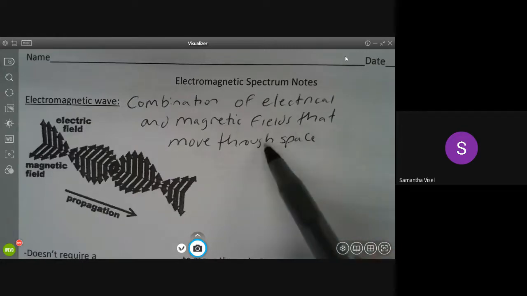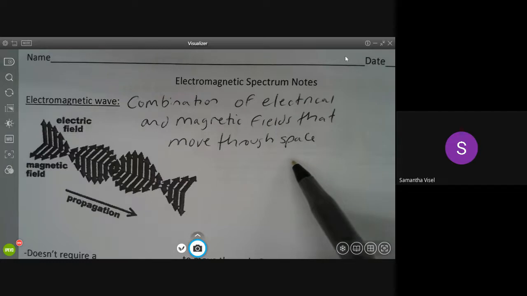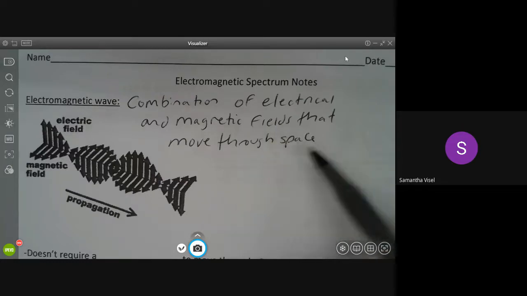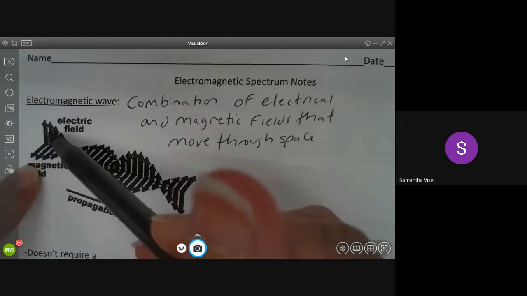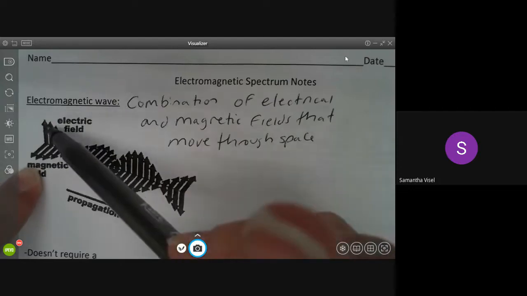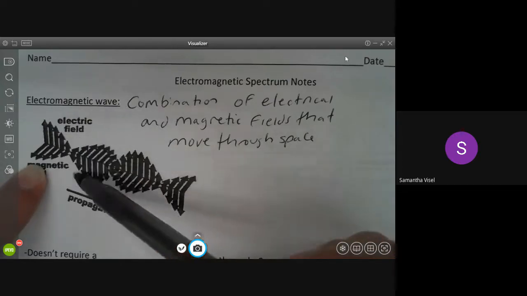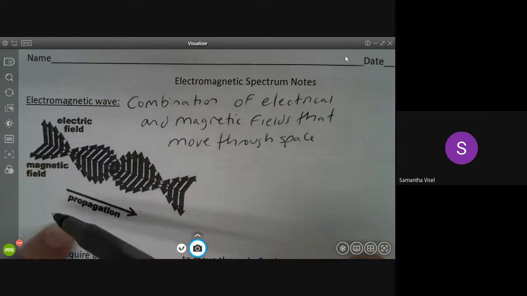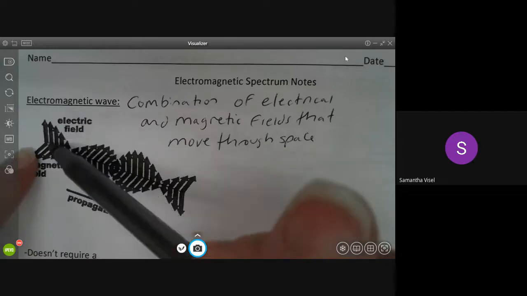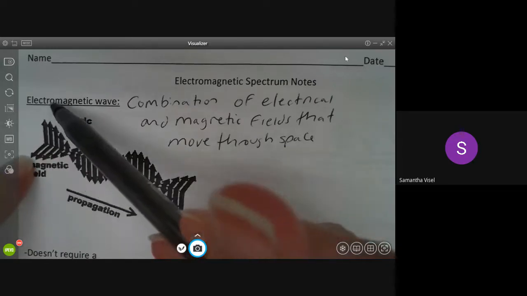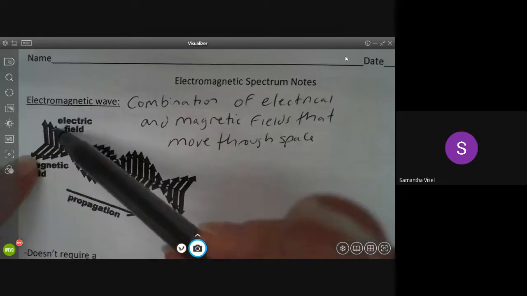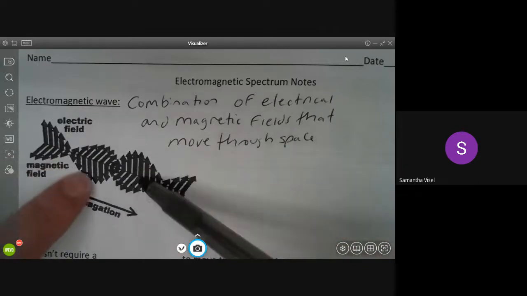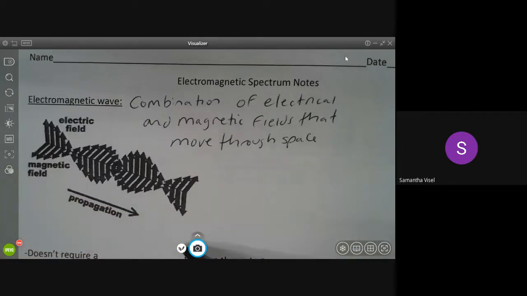And by space, we don't technically mean outer space, although these types of waves can actually move through a vacuum, such as outer space. By space, we really just mean the space around us. These electric and magnetic fields vibrate perpendicular to each other. If we look at this diagram here, we have the electric field going up and down, and the magnetic field drawn going side to side. These vibrations or field interactions are perpendicular to each other, at a 90-degree angle, and that's what causes the wave to propagate, or move forward. As these fields vibrate and interact with each other, the wave travels in a forward direction.